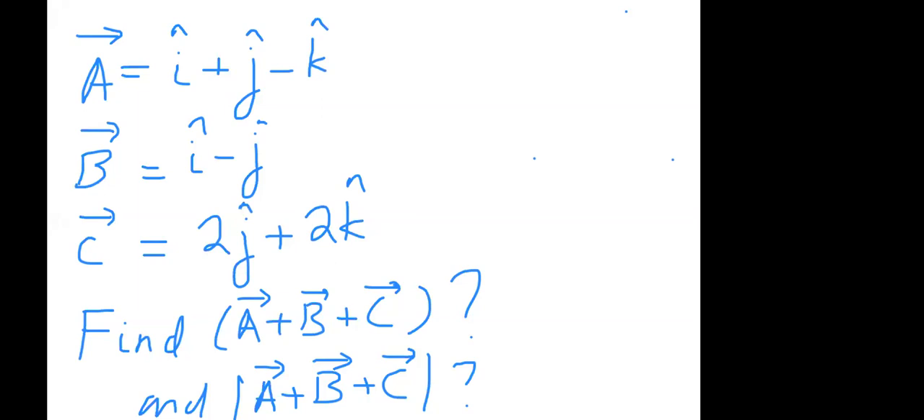I'm repeating, A is equal to i plus j minus k. B is i cap minus j cap. And the vector C is 2j cap plus 2k cap. So you have to find the vector A plus B plus C first in i cap j cap notation, in component form, and then the magnitude.